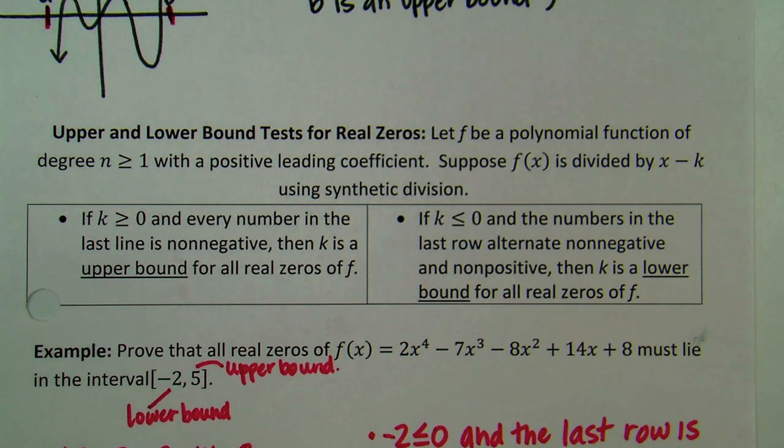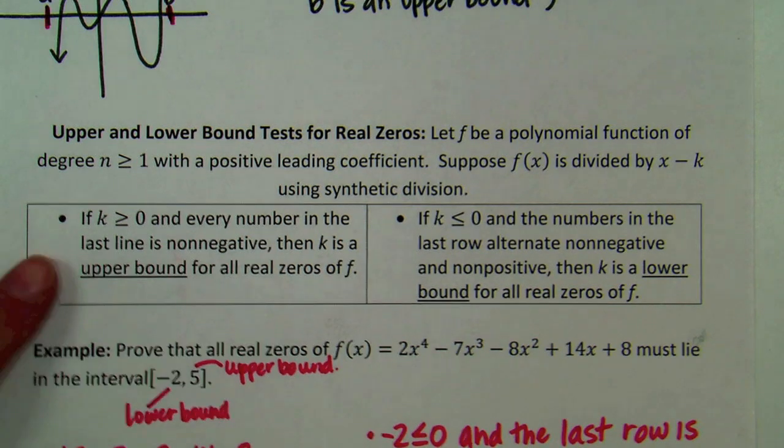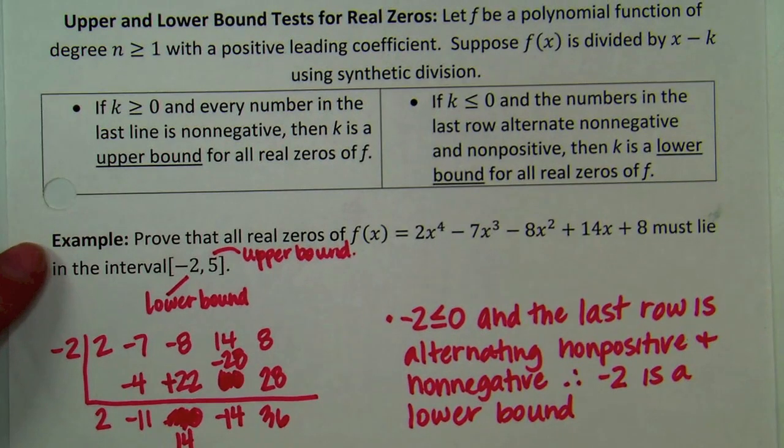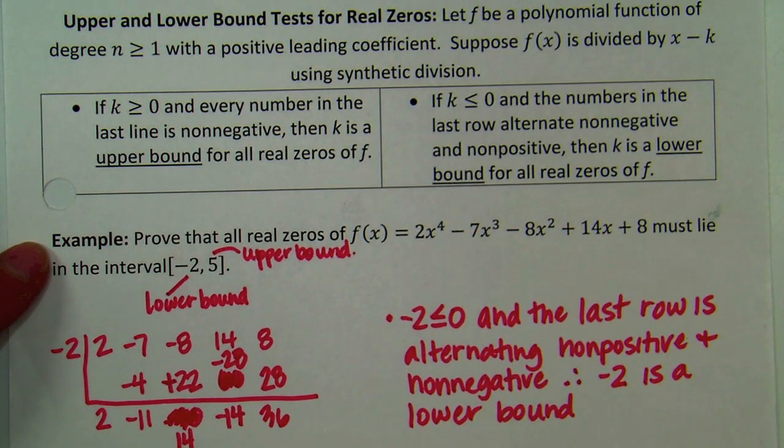If f is a polynomial function with degree at least 1 and a positive leading coefficient, let's suppose f of x is divided by x minus k using synthetic division. If k is bigger than 0 and every number in the last line is non-negative, then k is an upper bound for all real zeros of f. In other words, if we're testing a number bigger than 0 and we do our synthetic division and everything on that bottom line is non-negative, in other words positive or 0, then that is an upper bound. There's going to be no roots bigger than that number.